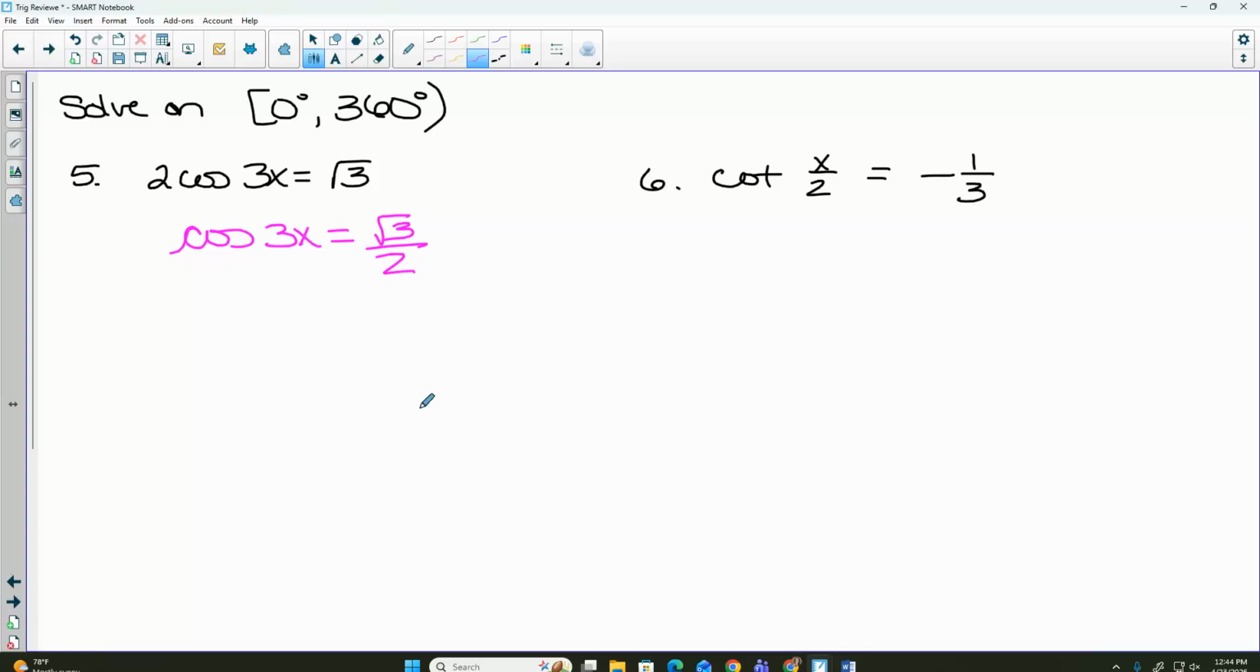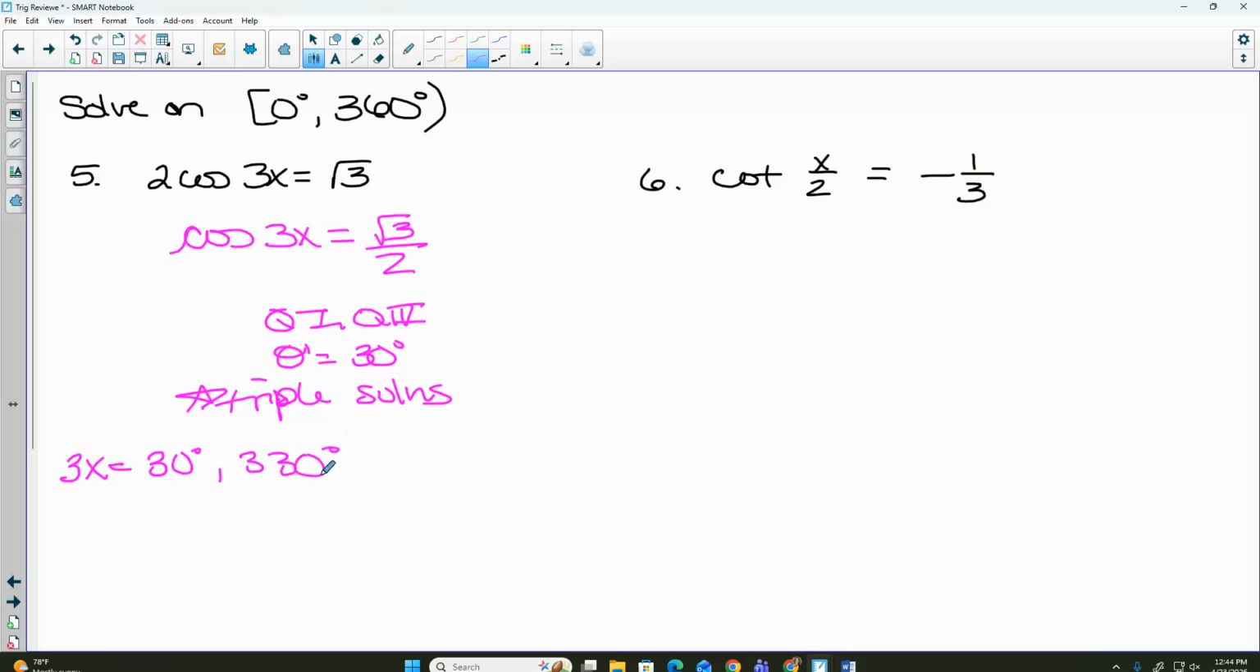Number 5, did everybody divide by 2 first? In which quadrants is cosine positive? Reference angle. We're in degrees. When is cosine radical 3 over 2? What happens when you have that 3x? Okay, so my angle, 3x, could equal 30 degrees in quadrant 1. Quadrant 4, 360 minus 30 is 330. How do I get my triple solutions from that?